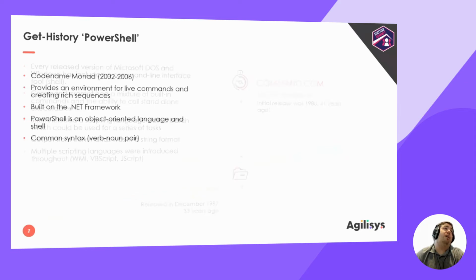Let's go to the next one, which is more about PowerShell. PowerShell was developed as codename Monad from 2002 to 2006. It provides an environment for live commands and creating rich sequences. Now, that's all well and good. That's a bit of a buzzword, but what does that really mean, and where does the value actually exist?